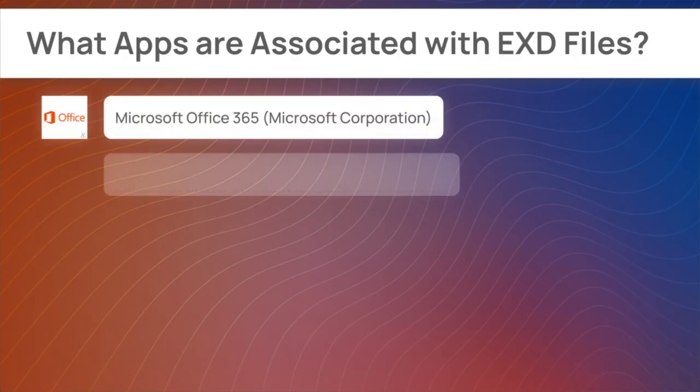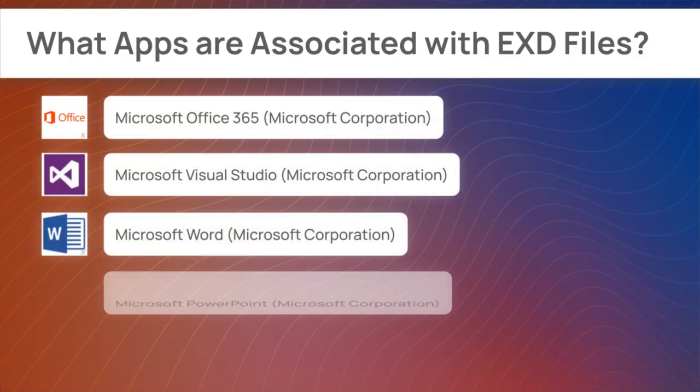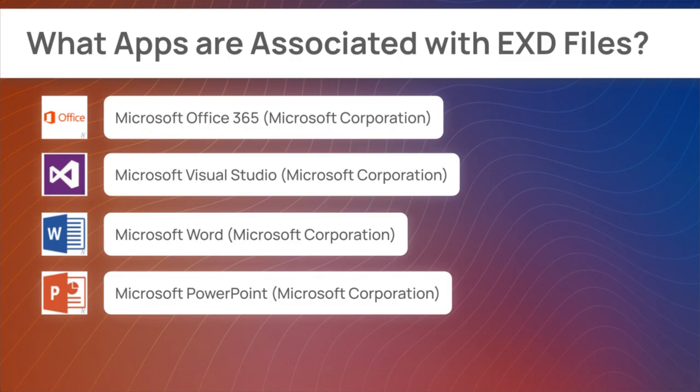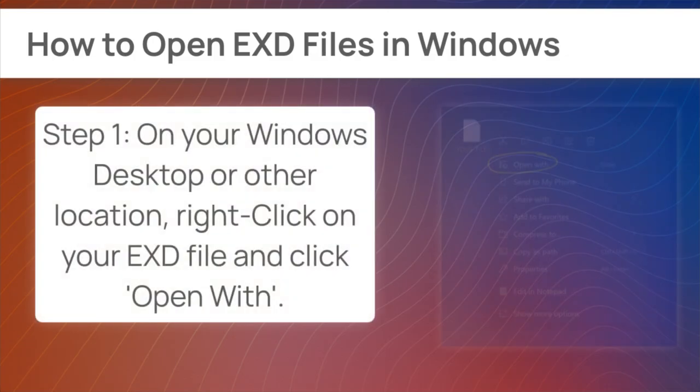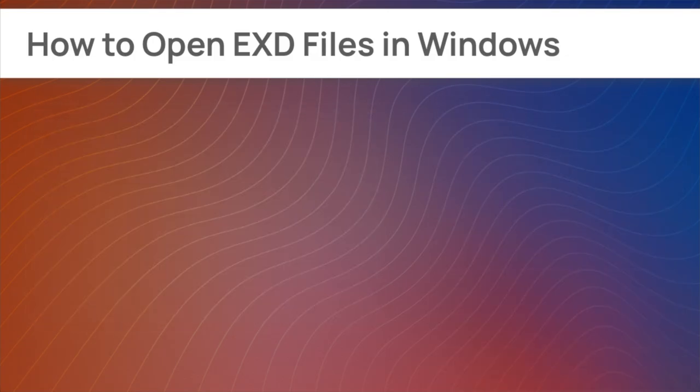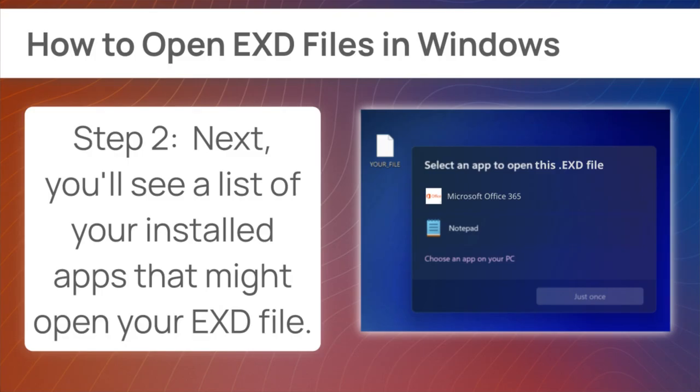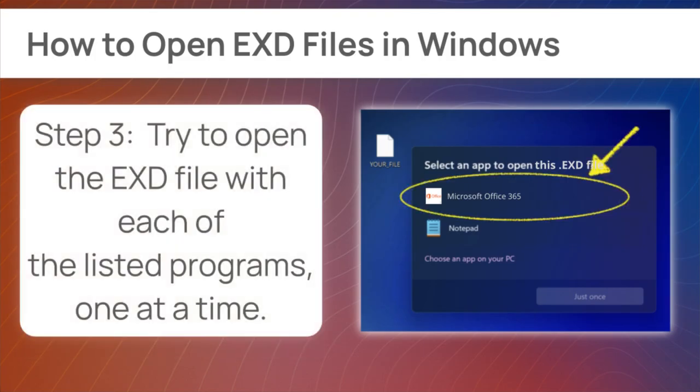In most cases, EXD files work best with Microsoft Office 365 created by Microsoft Corporation. Windows lacks necessary integrity checks, so safe handling requires approved software. Windows relies on correct contents, so altering system files may cause malfunction. Open the context menu on the EXD file and choose Open With. Your priority is testing Microsoft Office 365. If it fails or is absent, select another program and test until you get access.